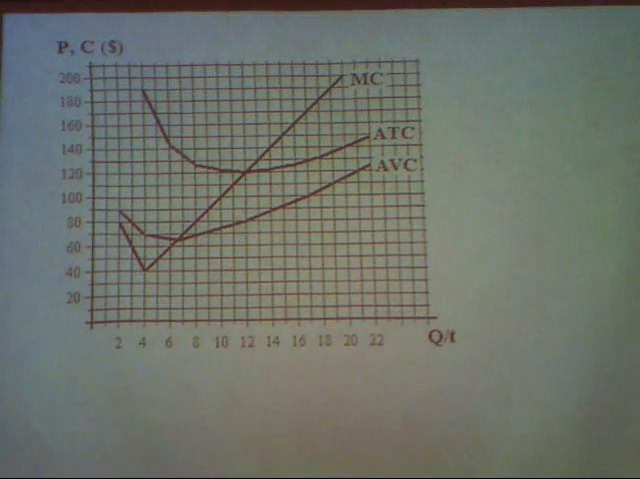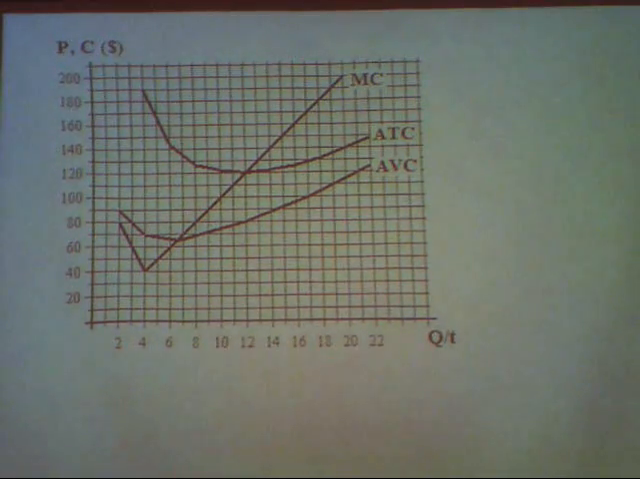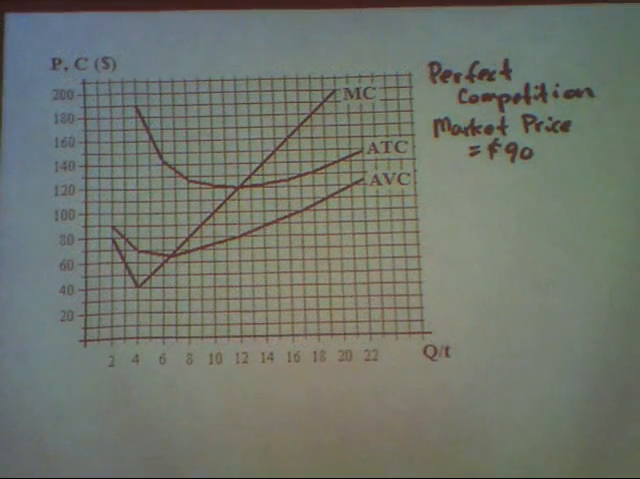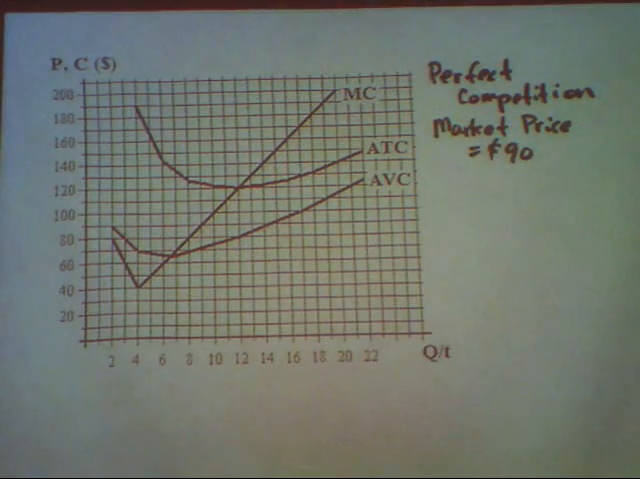So if it's a perfectly competitive market, it means the firm is a price taker. They have to sell this product for whatever the market determined price is. They have no market power to do anything about the price. So suppose that price is $90. So our firm has to sell the product at whatever the market price is. In this case, that's $90.